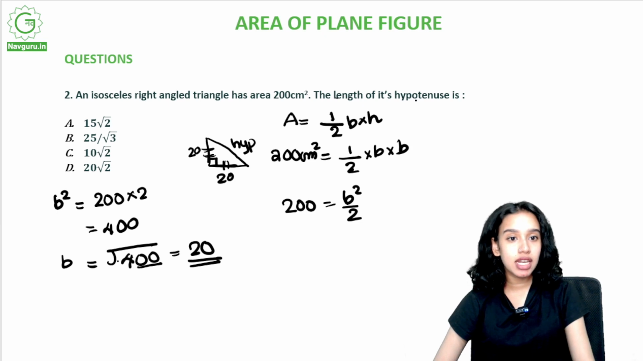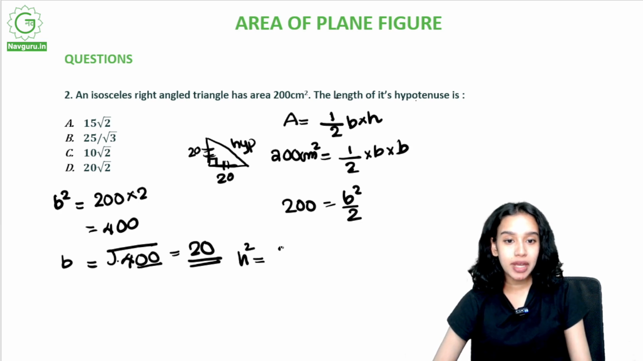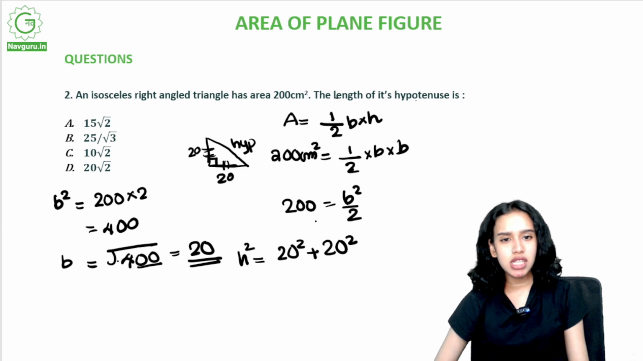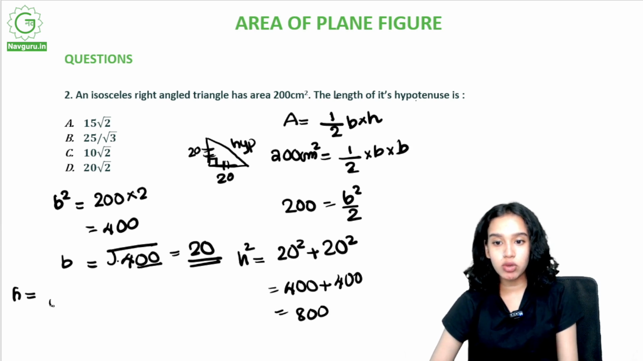Now, we have to find the length of its hypotenuse. So, according to Pythagoras theorem, hypotenuse square is equal to base square plus altitude square. So, altitude means height and base is base. So, 20 square is 400. This is also 400, which gives us 800. So, hypotenuse square is equal to 800. So, hypotenuse is equal to root of 800, right?